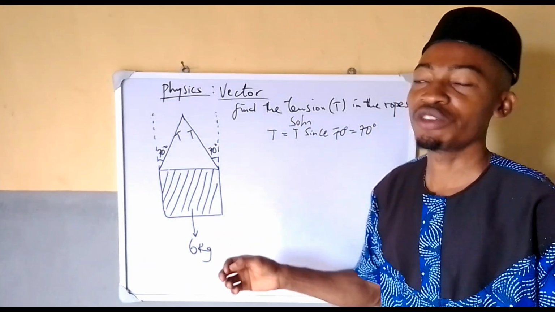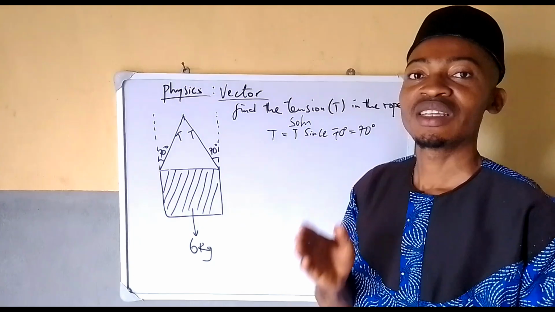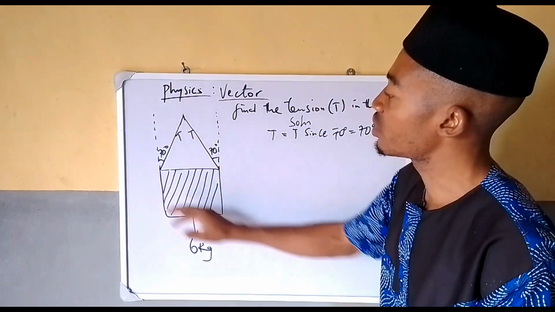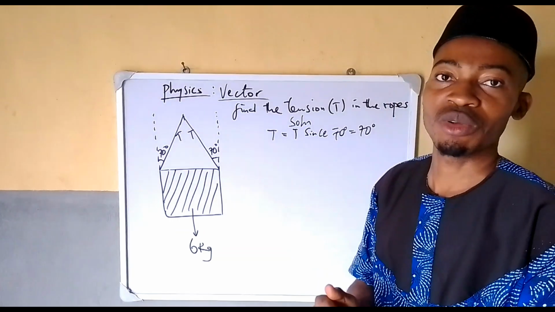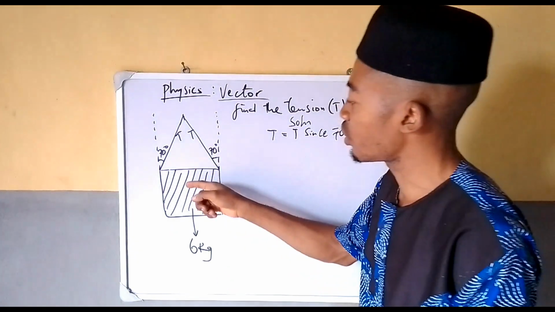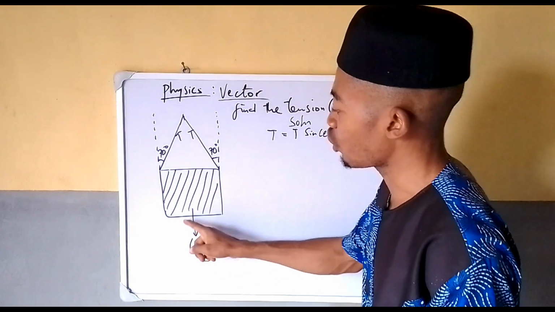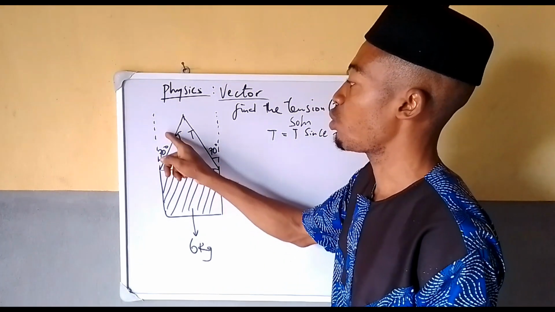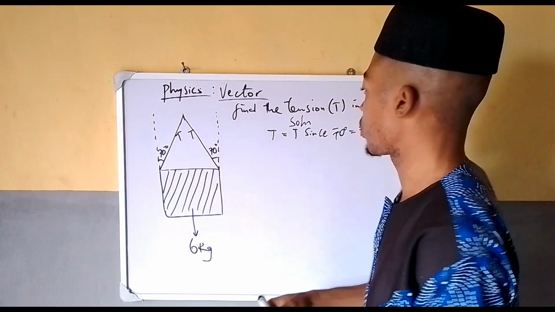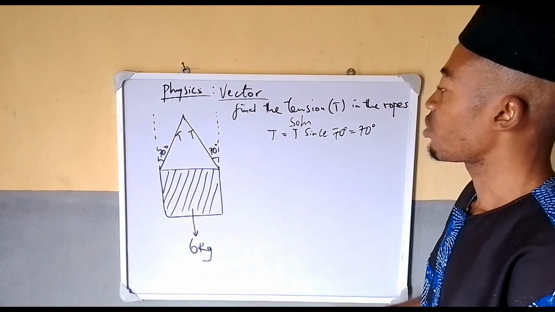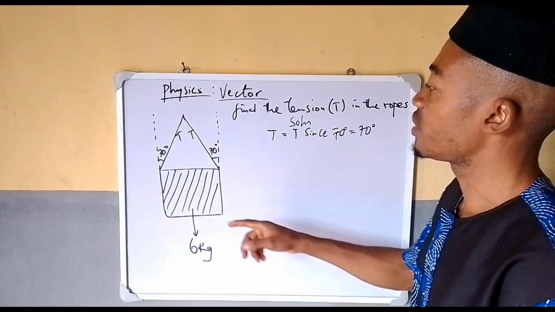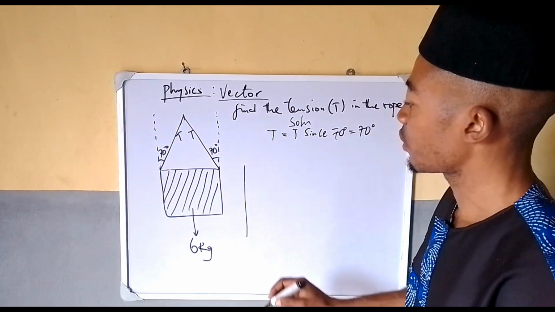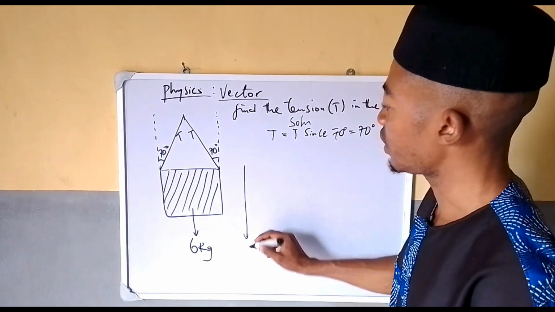This problem can be solved by using the triangle method of vectors, because these three vectors are in equilibrium. And what are the three vectors? One is the weight of this object acting downward, then the force on the first rope and the force on the second rope. So we can represent this in a triangle. We represent the weight of this object acting downward by a tiny line.